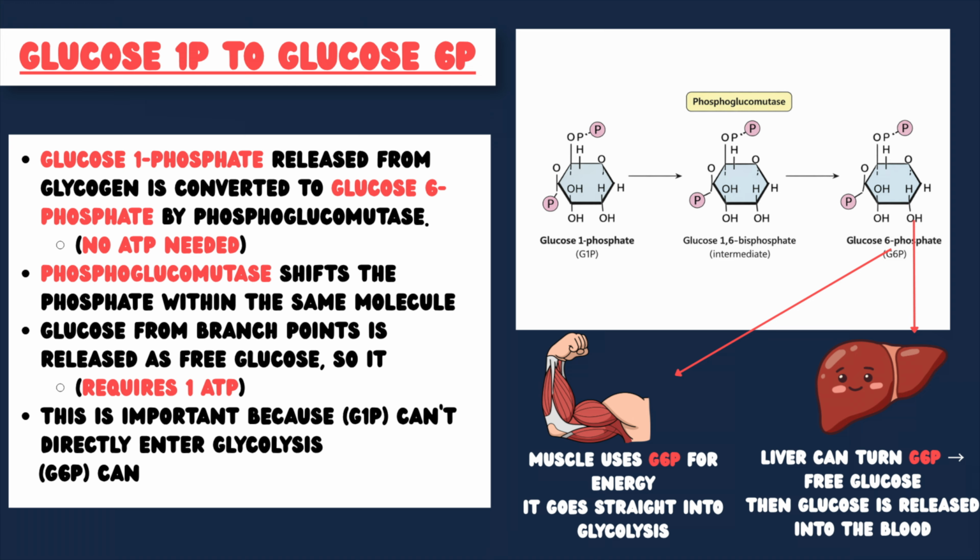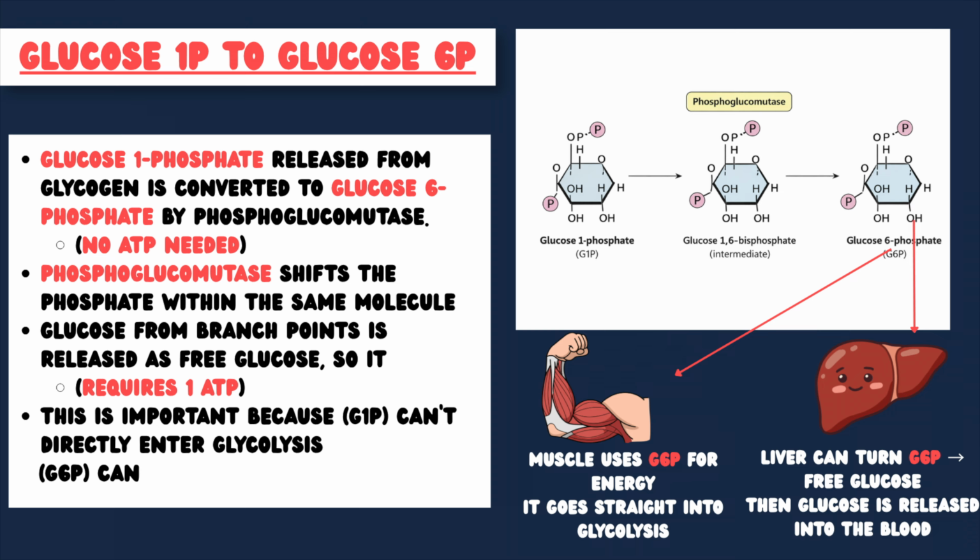This reaction takes no ATP. And the enzyme phosphoglucomutase shifts the phosphate within the same molecule. In this, one ATP is saved for glycolysis, except for the glucose released by alpha-1,6 glucosidase from the branching point. Glucose from branch points is released as a free glucose, so it requires one ATP. This is important because G1P, glucose 1-phosphate, can't directly enter glycolysis, but G6P, glucose 6-phosphate, can.